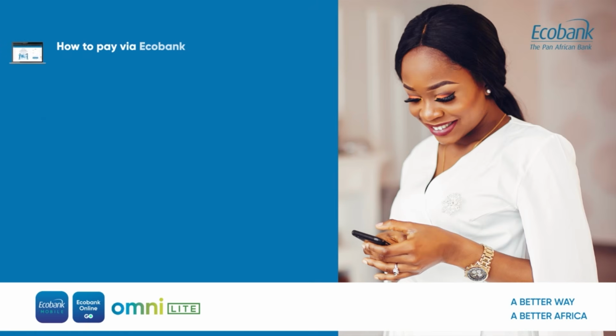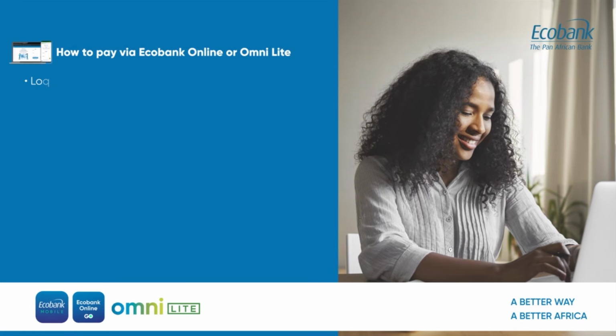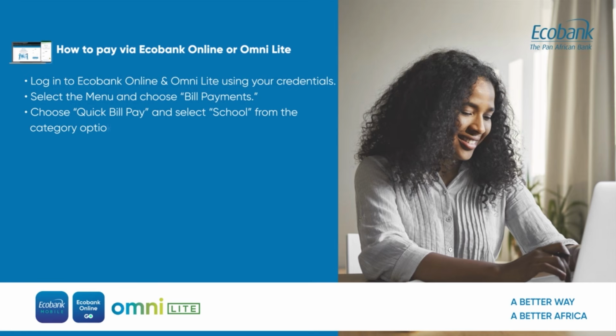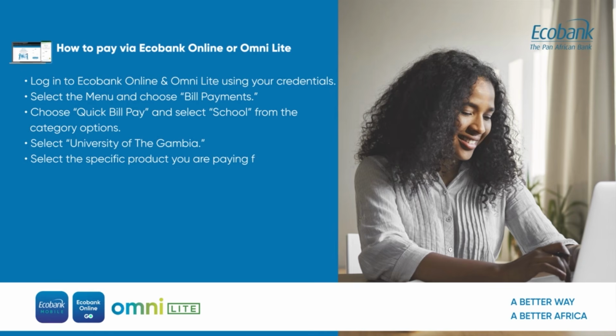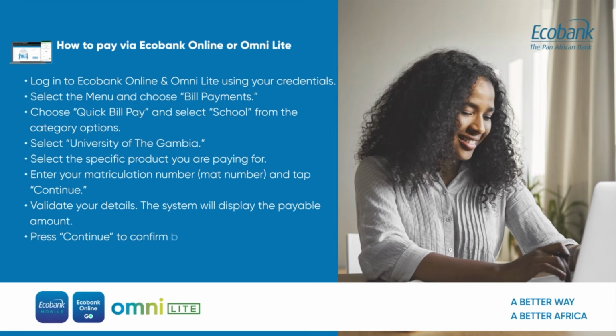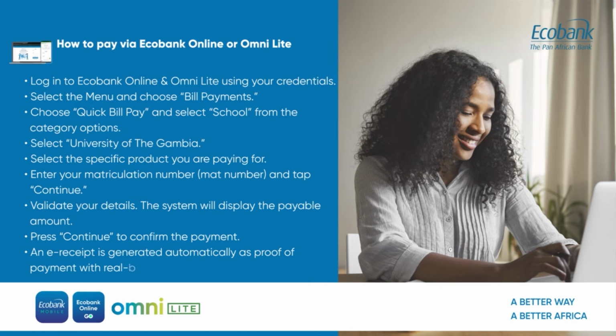How to pay via EcoBank Online or Omni Lite. Log in to EcoBank Online and Omni Lite using your credentials. Select the menu and choose Bill Payments. Choose Quick Bill Pay and select School from the category options. Select University of the Gambia. Select the specific product you are paying for. Enter your matriculation number and tap Continue. Validate your details. The system will display the payable amount. Press Continue to confirm the payment. An e-receipt is generated automatically as proof of payment with real-time updates on the student portal.